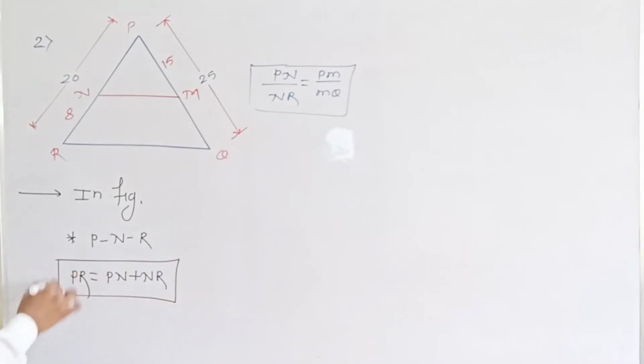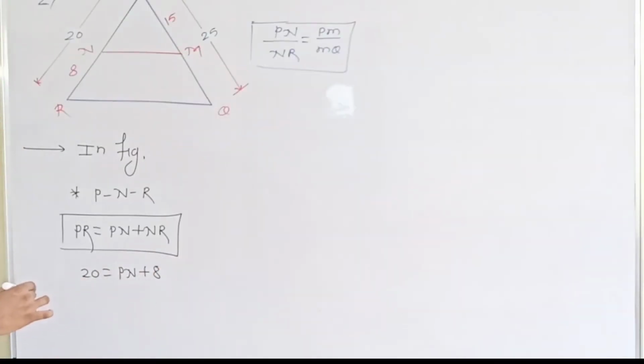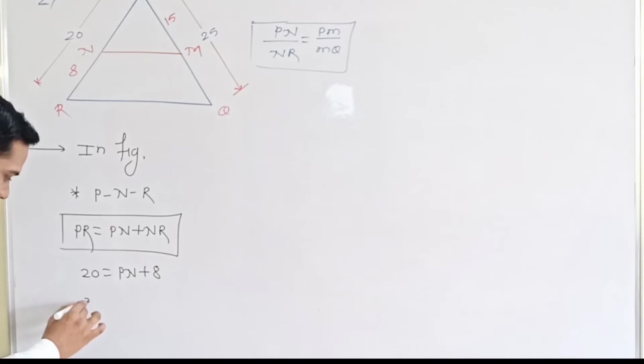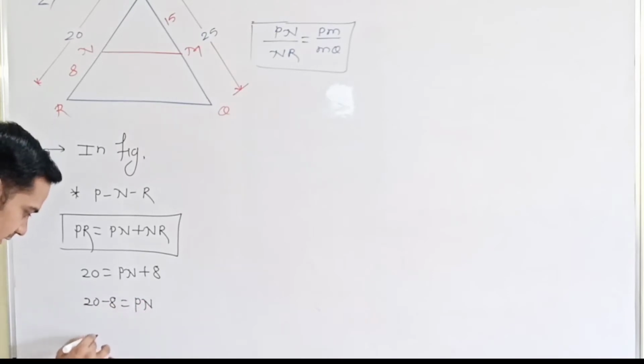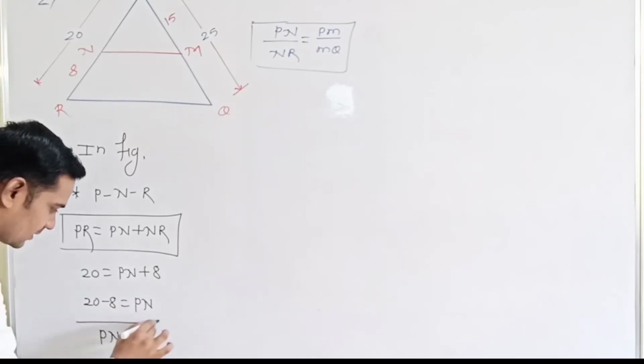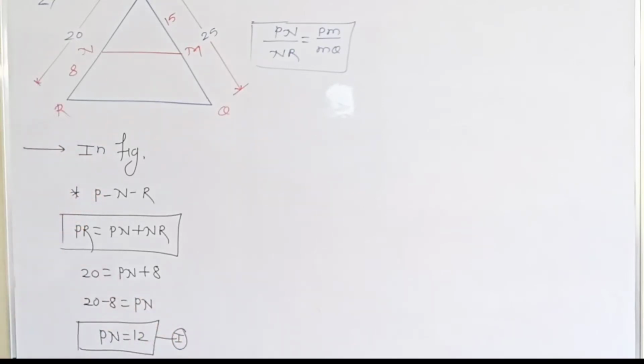Okay. So let's put down the values. We know the length of this PR is 20, which is equal to PN, which is not given, so keep it as it is, PN plus 8. So transfer that 8 to the LHS. So that will be 20 minus 8 is equal to PN. So the answer will be PN is equal to 12. Now suppose this is equation number 1.